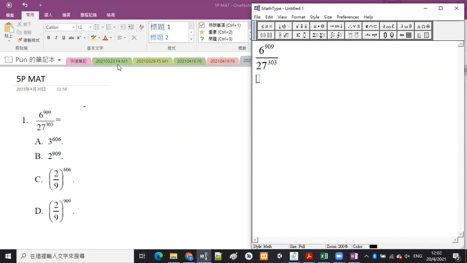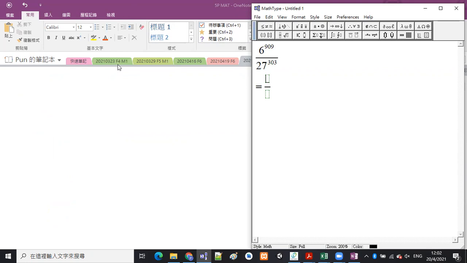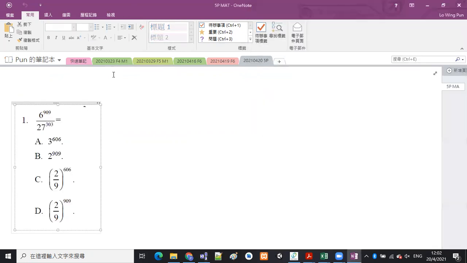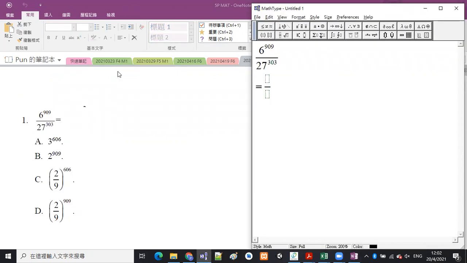Okay. So the question should be like this. And then because if we want to use the laws of index, we need to either make their base the same or their index the same. Do you understand what I mean? In this case, there are two numbers. The base are different and their index are also different. So we cannot use the laws of index directly.